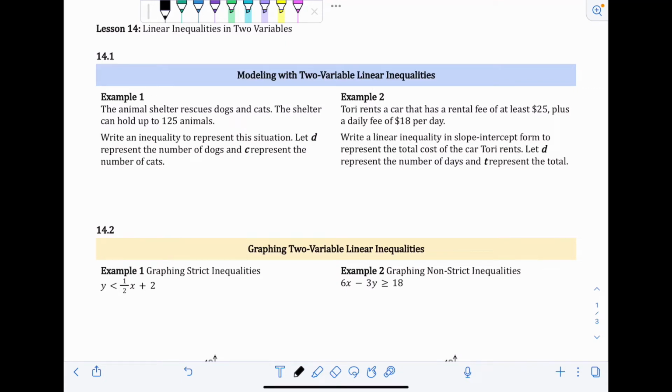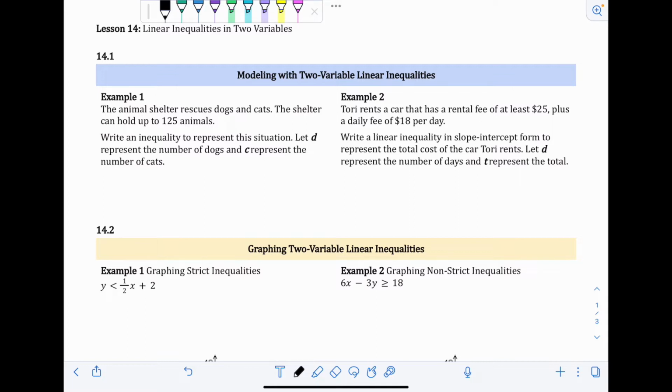Lesson 14 is linear inequalities in two variables, which just means inequalities with two variables, so x and y, or whatever our variables end up being. So 14.1 is modeling with two variable linear inequalities, and modeling is usually a word that means we're going to be working with some word problems, some real life situations, and stuff like that.